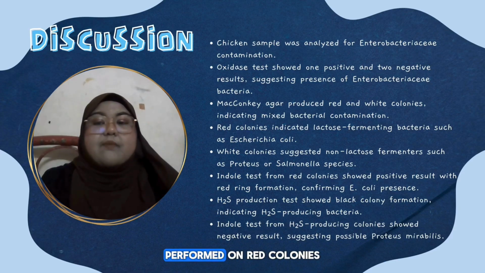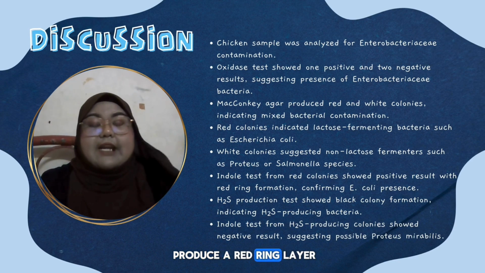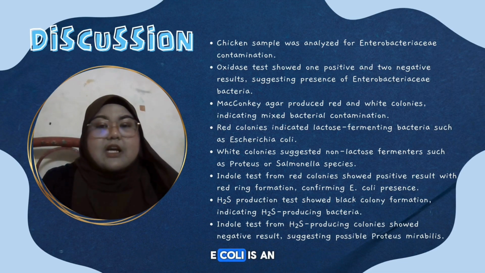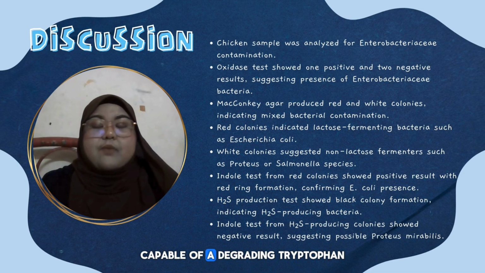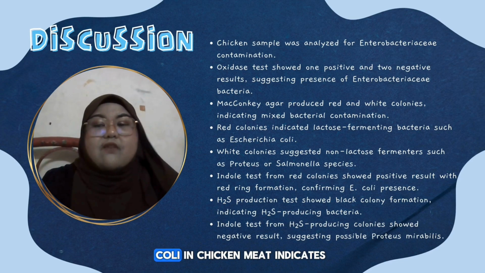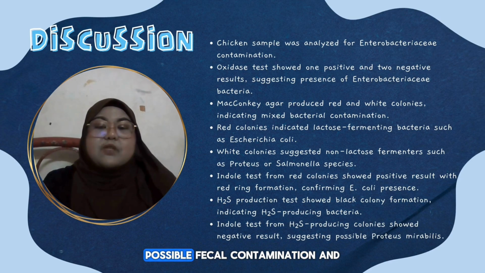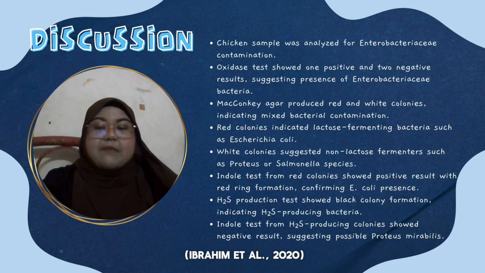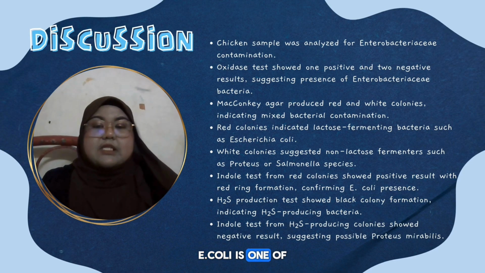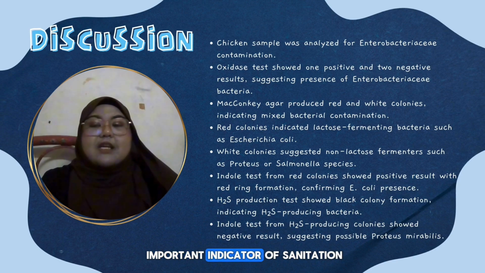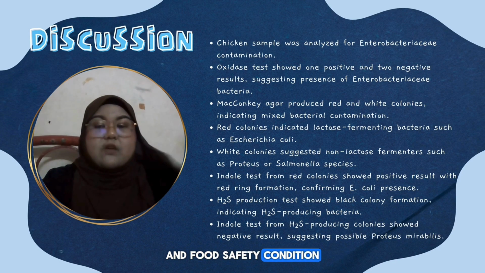The indole test performed on red colonies produced a red ring layer, indicating a positive result for Escherichia coli. E. coli is an indole-positive bacterium capable of degrading tryptophan to produce indole. The presence of E. coli in chicken meat indicates possible fecal contamination and poor hygiene handling. According to research by Ibrahim et al., 2020, E. coli is one of the most common bacterial contaminants found in raw poultry and serves as an important indicator of sanitation and food safety condition.